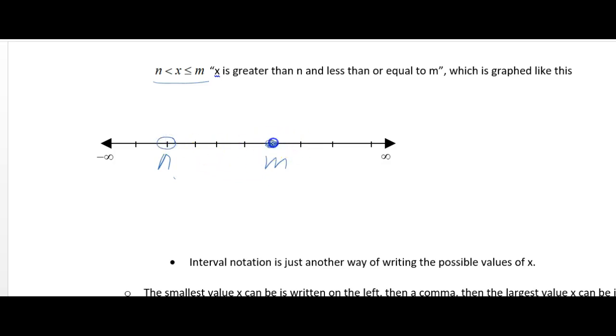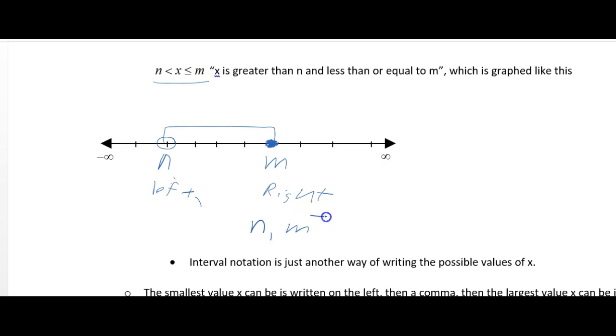So I got an open circle on the n and a closed circle on the m, and my solutions are in between those. Now, if I look for where my solutions are, that bar I just drew, the left end is n, the right end is m. So it's always left comma right. So I'm going to write n comma m.